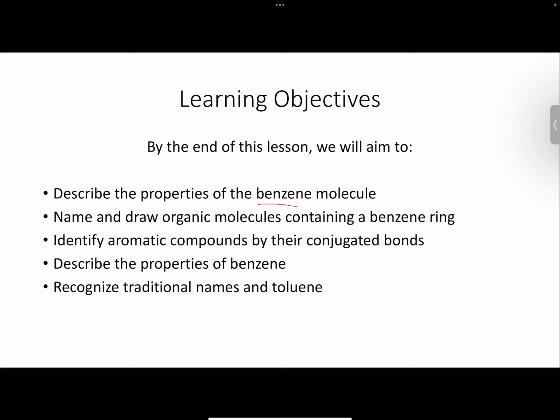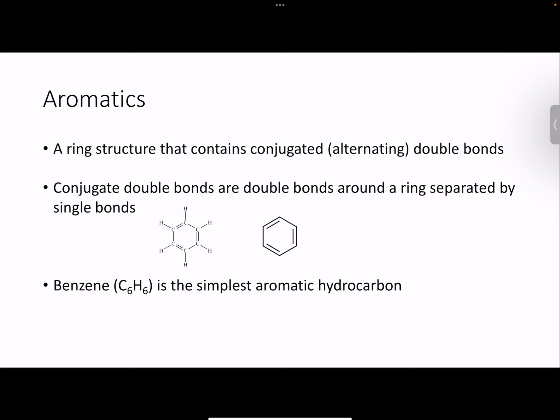We want to be able to draw a benzene ring. We want to know what these terms conjugated bonds mean. Those will be very important for the reactivity of this. We'll describe the properties of benzene and then go over some of its traditional names and a specific compound called toluene. So first off, aromatics are a ring structure that contains conjugated or alternating double bonds.